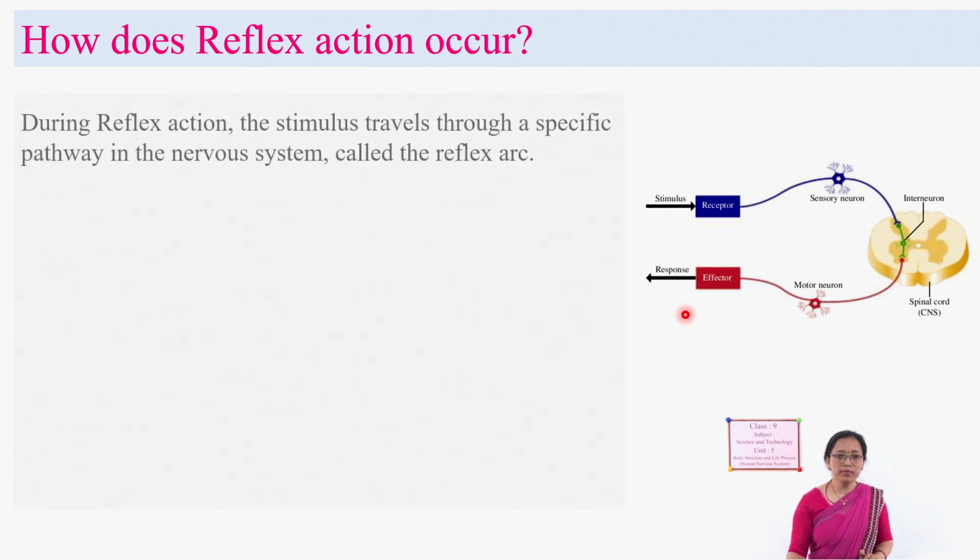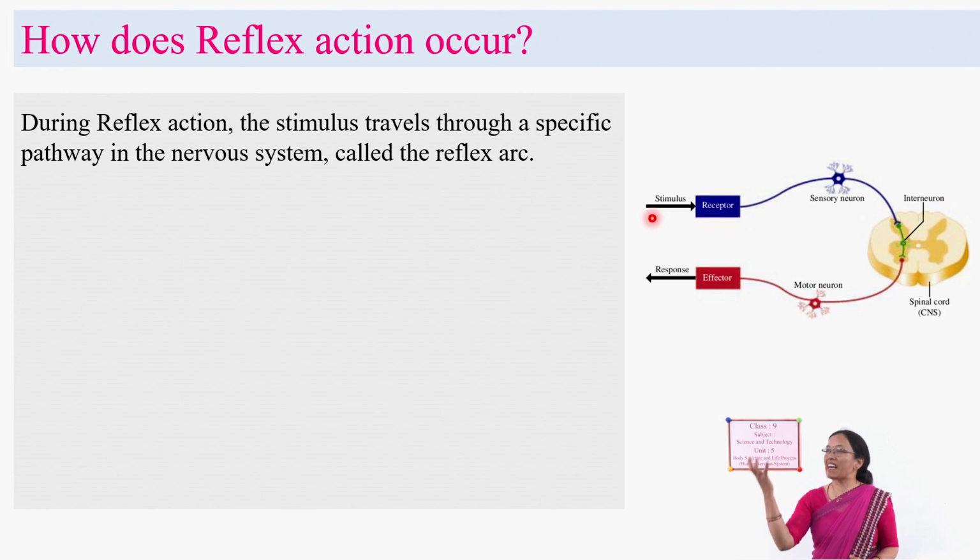Just see here in the figure, we have discussed many examples. Here there is a stimulus, that means some hot body, light, something, etc. This receptor will receive that stimulus and pass it to the central nervous system through the sensory nerve. And in the spinal cord there is an interneuron. This interneuron analyzes and gives some information to the affected muscles through the motor neuron.